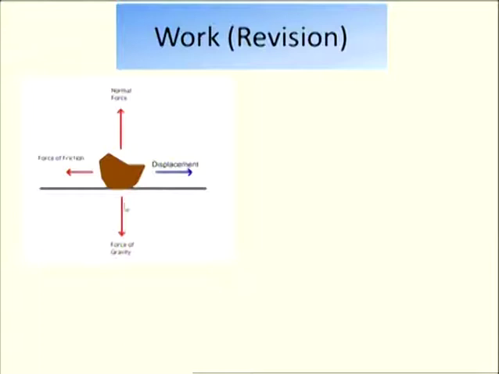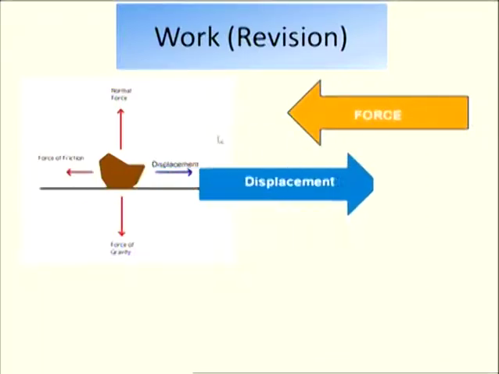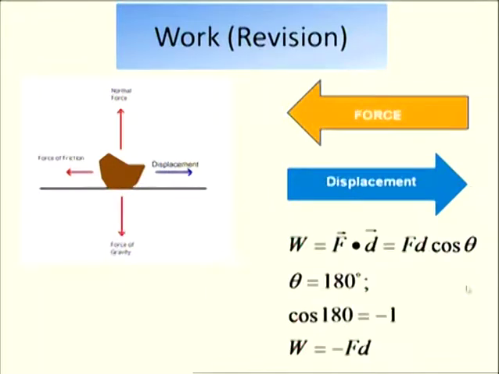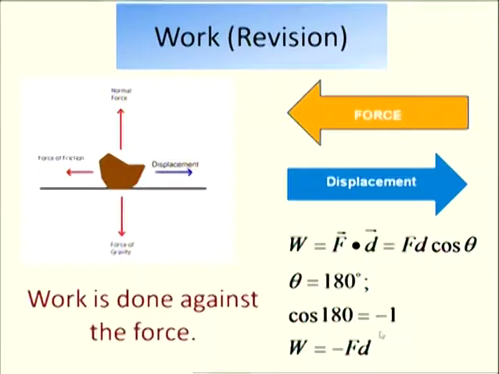Let us see the case of friction force. Here the friction force is in this direction and displacement is in the opposite direction. So force is from here to here and displacement is here to here. So theta is 180 degrees, so cos theta is -1 and work done is minus FD. So negative work is said to be done, that is, work done against the force.